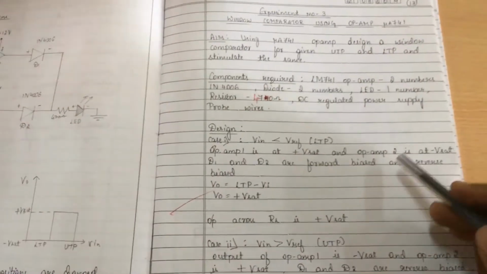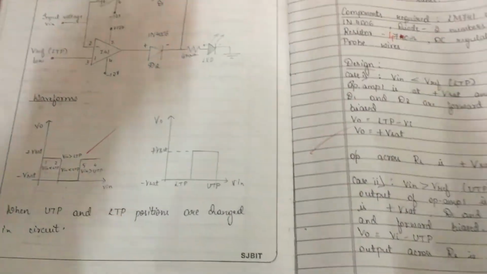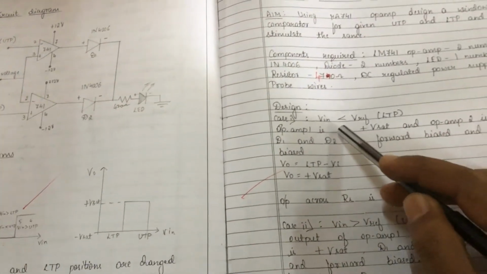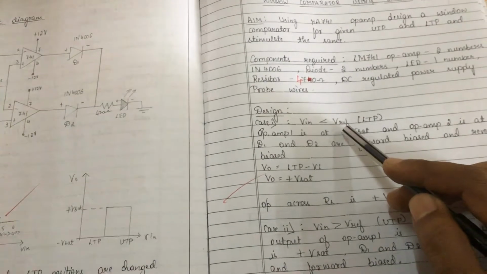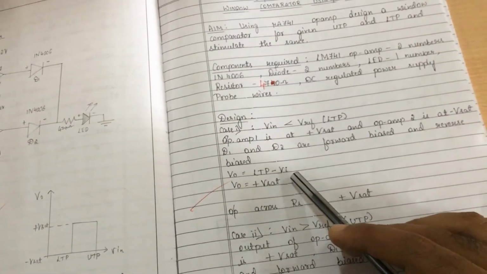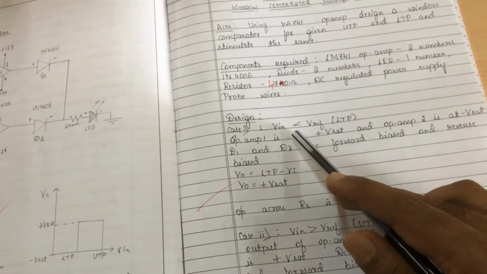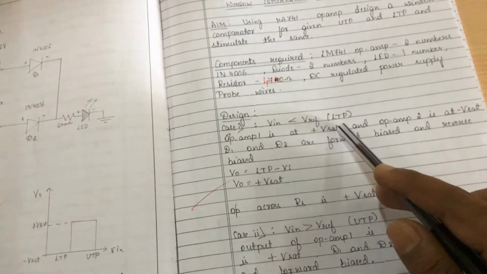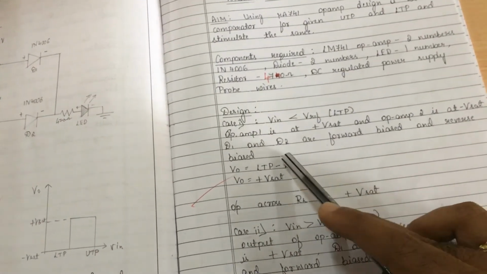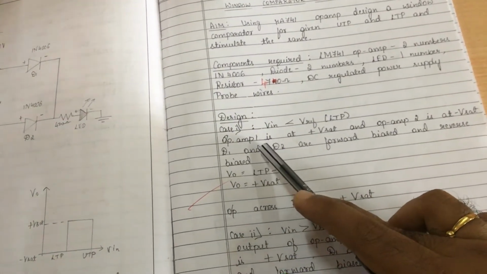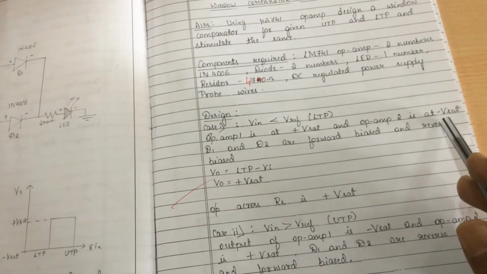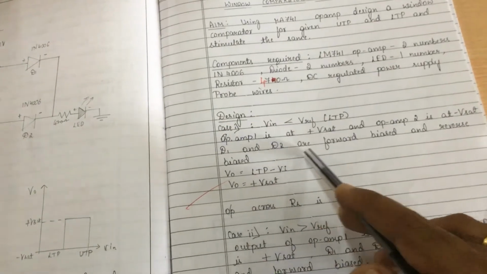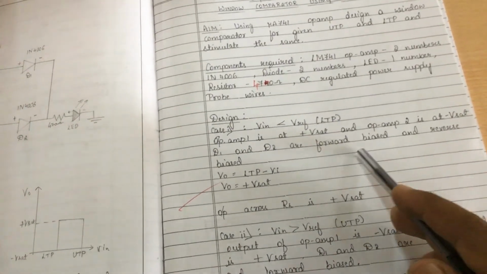And in this window comparator we have to do it for three cases. First case, the input voltage should be lower than the reference voltage, LTP. This is called LTP. So here op amp 1 should be at positive saturation level and op amp 2 should be at negative saturation level. D1 and D2 will be forward biased and reverse biased here.